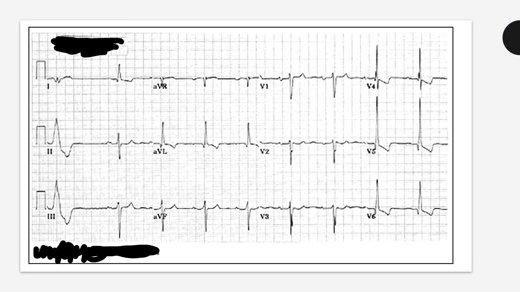Another example, you can see the tall QRS amplitudes in V4, V5, V6. S waves aren't so deep in V1, V2, and V3, but it still meets criteria. The amplitudes are big enough. You have T wave inversion in the lateral leads. You have a pathological left axis. aVL is the most upright. That is another example of LVH.